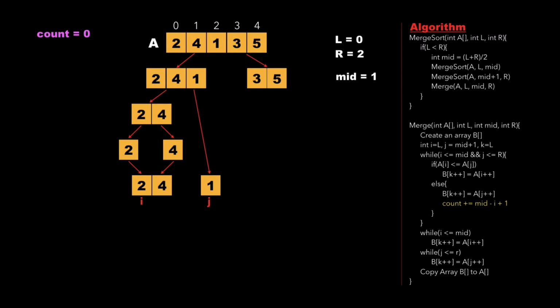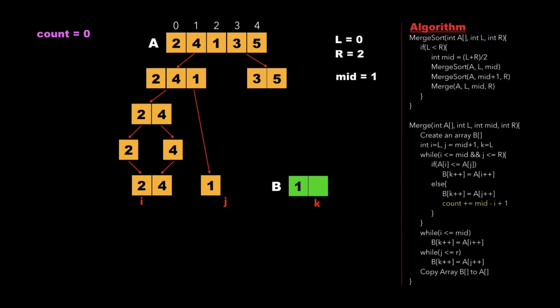We use indices I and j, create an auxiliary array B and then we check whether 2 is less than or equal to 1. Since 2 is not less than or equal to 1, we are in the else part where we copy A of j into the array B, that is we copy 1, and then we update the value of count as count is equal to count plus mid minus I plus 1.